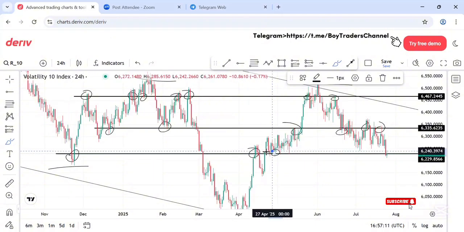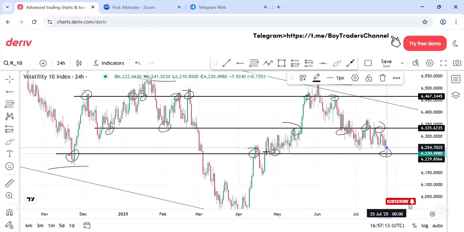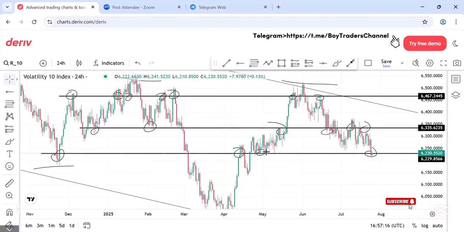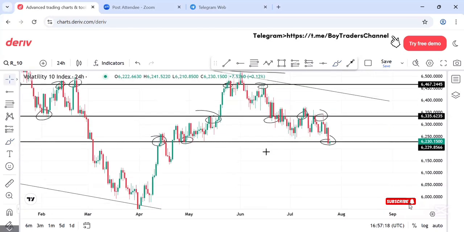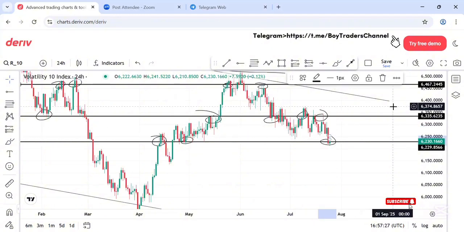so that's a resistance, support, and currently we are getting price rest on this current level as a support. Looking at the past reaction, we could see little buys from this level here. We could get little buys from this level.